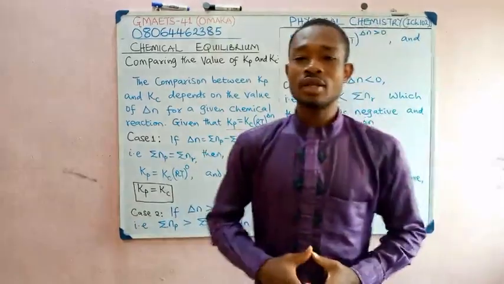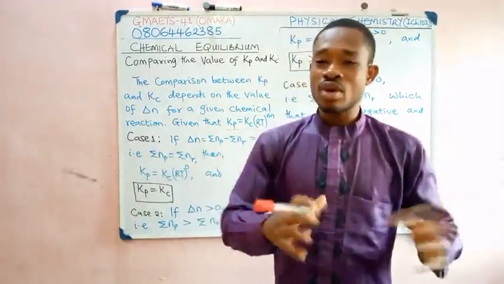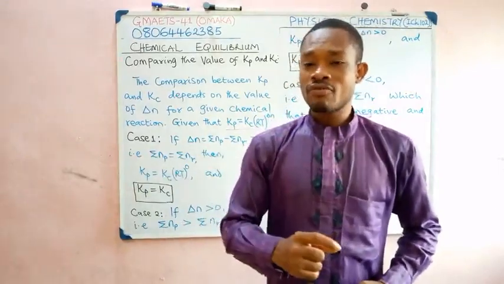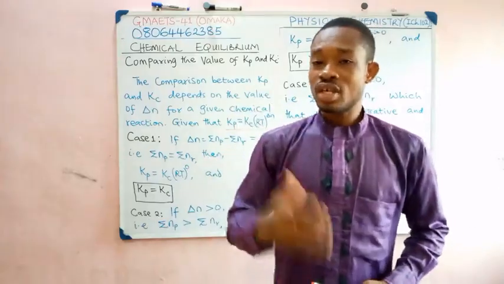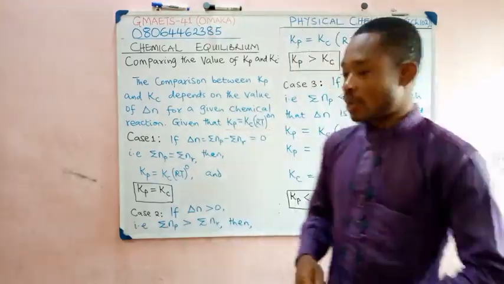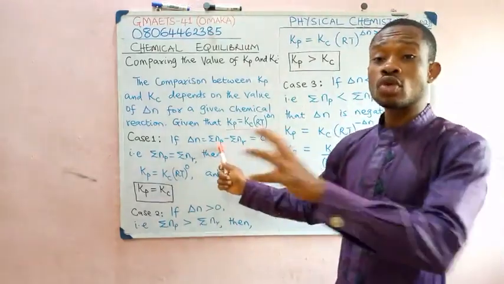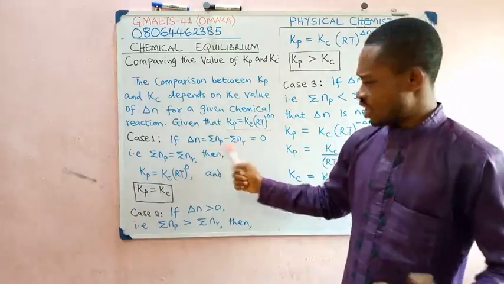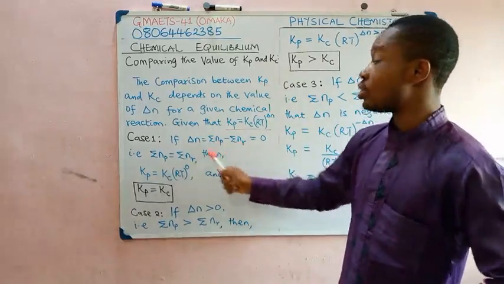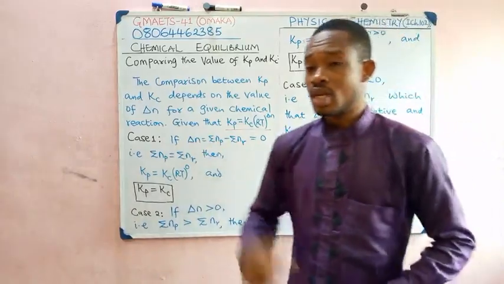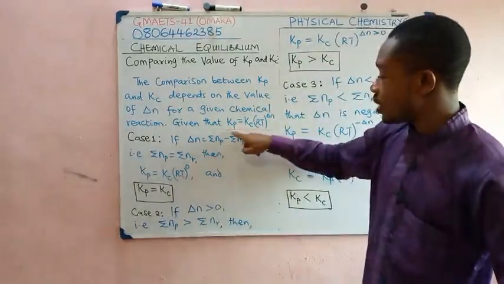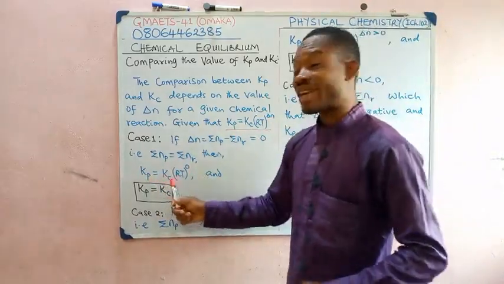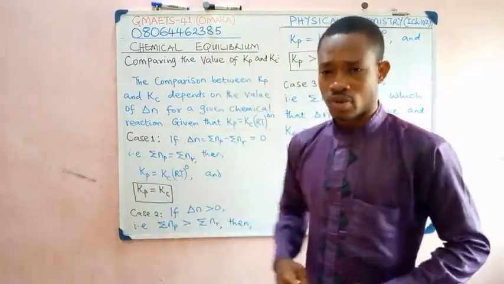Now, in case 1, in comparing these two equilibrium constants, we want to look at a case where the change in number of moles for the given equilibrium reaction is equal to 0. That is possible if the total number of moles of the product is equal to the total number of moles of the reactant. If that is the case and you find this difference, you will get that change in N is equal to 0. Now, let us go to this relationship, and in place of change in N, we substitute 0, you get Kp equal to Kc times RT all raised to the power 0.